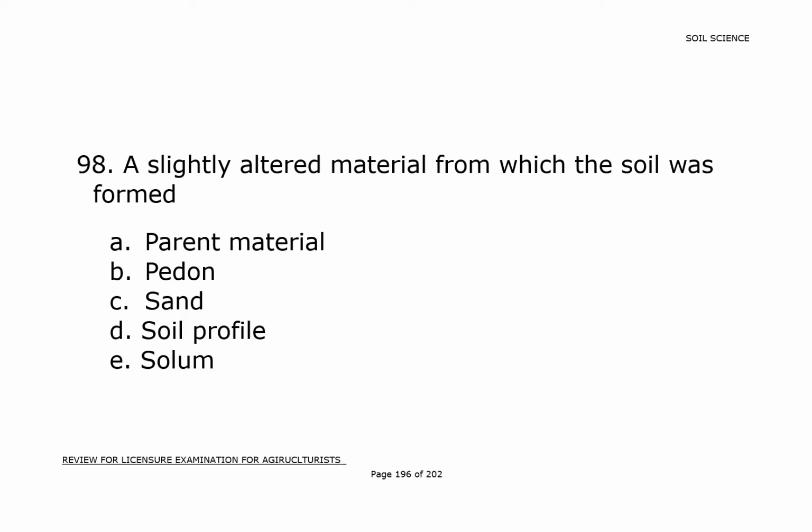Number 98. A slightly altered material from which the soil was formed. A. Parent material. B. Pedon. C. Sand. D. Soil profile. Or E. Solum. The answer is parent material.